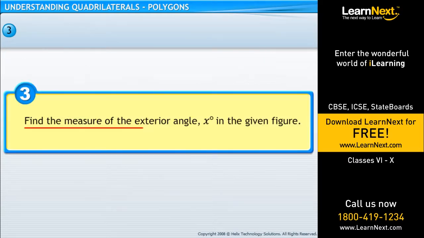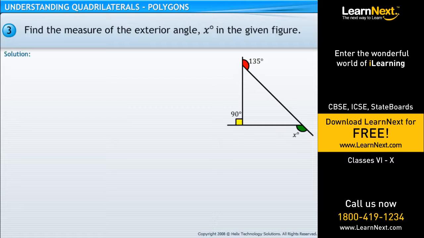Find the measure of the exterior angle, x degrees, in the given figure. We are given the exterior angles of a triangle. One of the 3 angles, x, is unknown. We need to find the measure of x using the other 2 known angles, 90 degrees and 135 degrees.